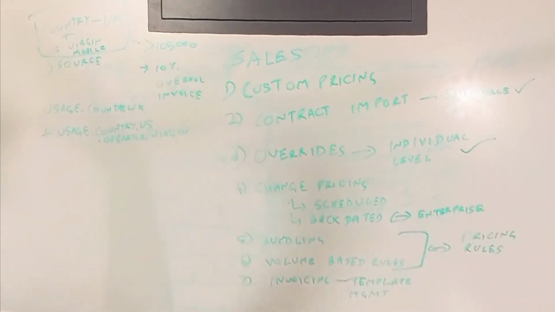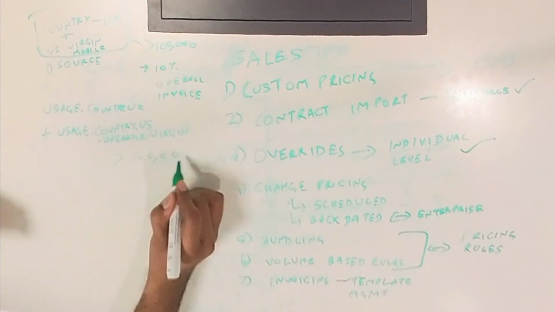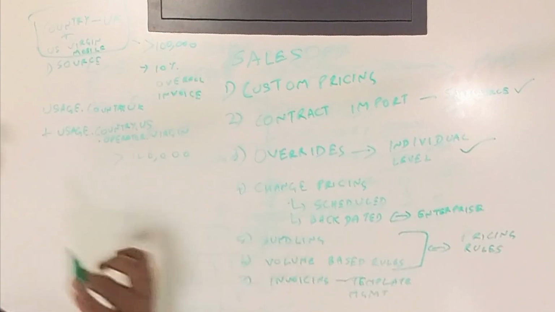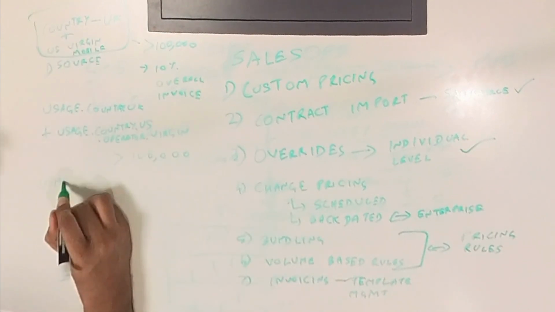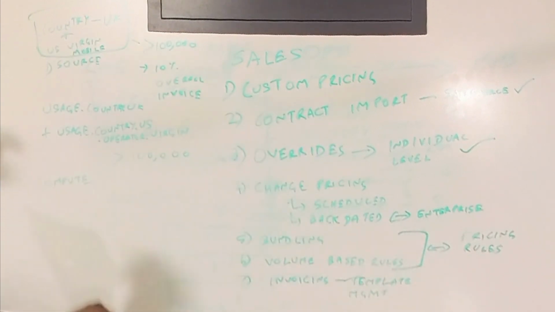Here we have defined the source. What is the source condition? It is greater than 100,000. Right? That's the unit that we are looking to apply the condition on. The next is the computation. Right? What do you actually want to compute and apply as a rule? So here in this case, it's the 10% of the overall invoice.